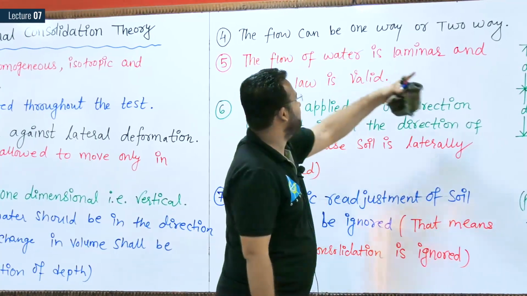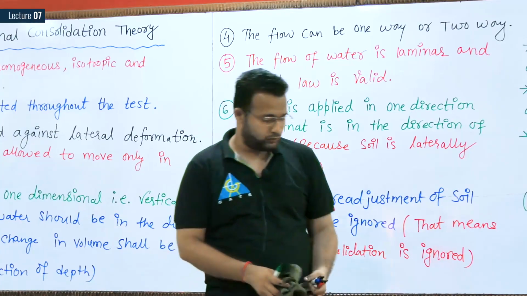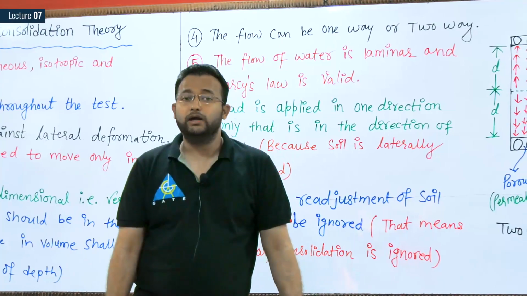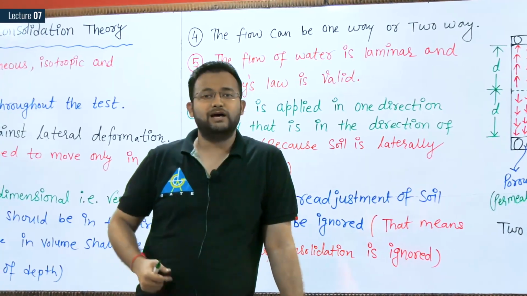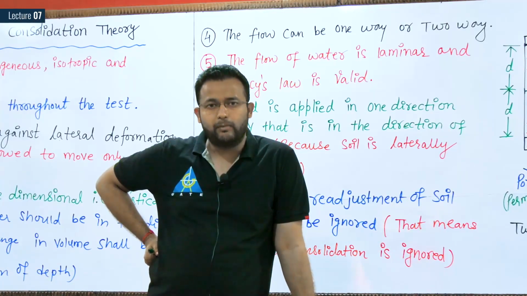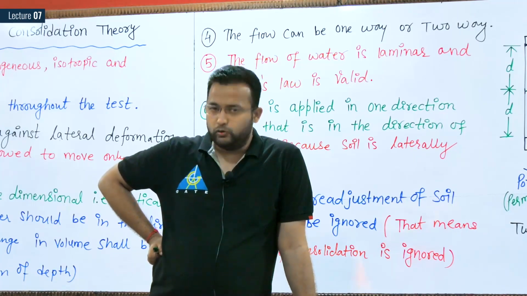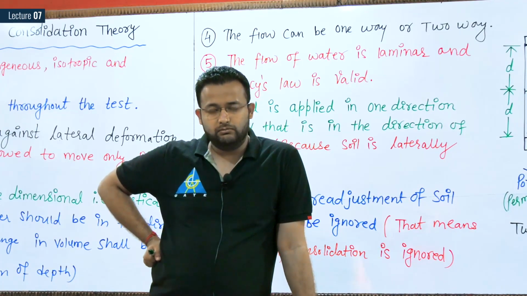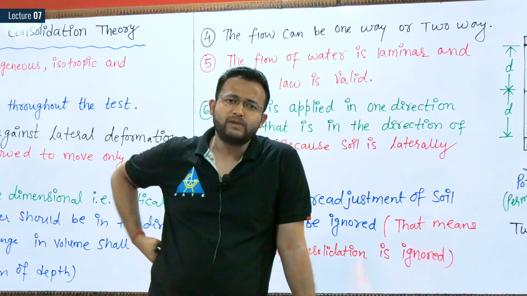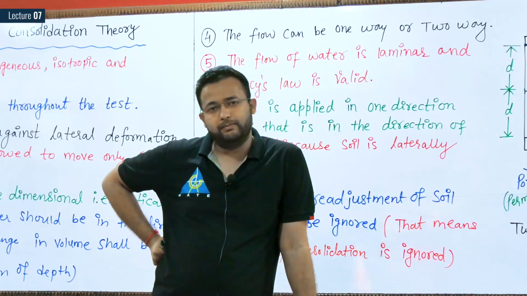The flow of water is laminar and Darcy's law is valid. The flow of water which is happening may be in one way or two way. It should be in laminar conditions. I think you people have studied about the laminar flow because I have explained it in chapter number 2. Zone number 1 occurs in the case of some special kind of soils, and when there is laminar flow, we can apply Darcy's law.